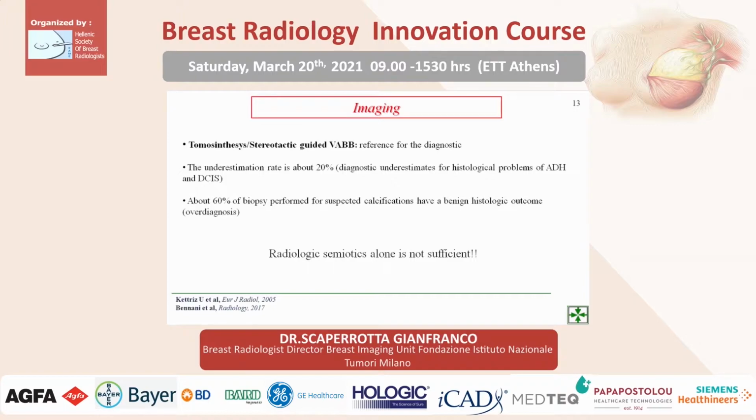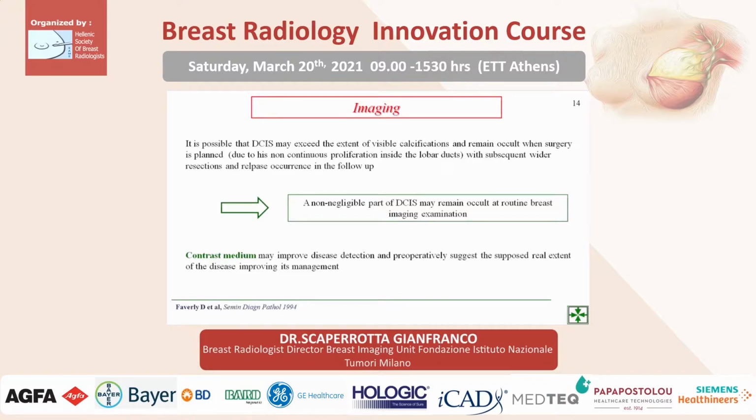Tomosynthesis or digital mammography, and stereotactic-guided VAB, are the reference for diagnosis today. The underestimation rate is about 20% in the world, due to different histological aspects. About 60% of biopsies performed for suspected calcifications have a benign histology. So there is the problem of overdiagnosis and thus overtreatment. Radiologic semiotics today is not sufficient to change this situation.